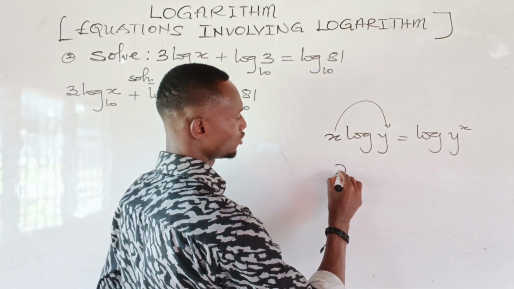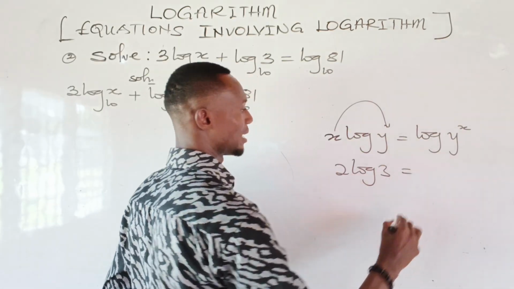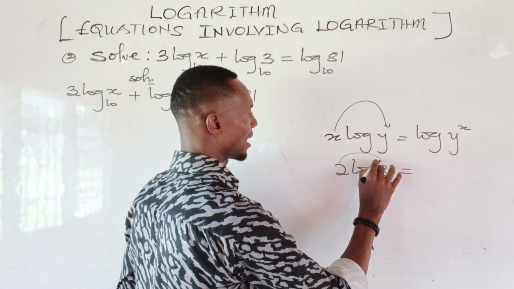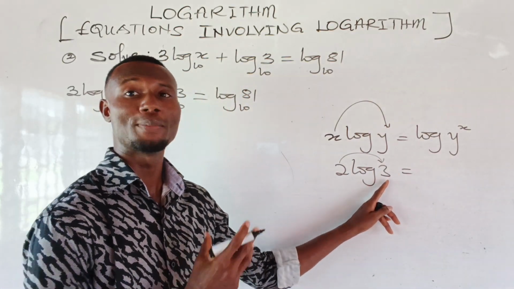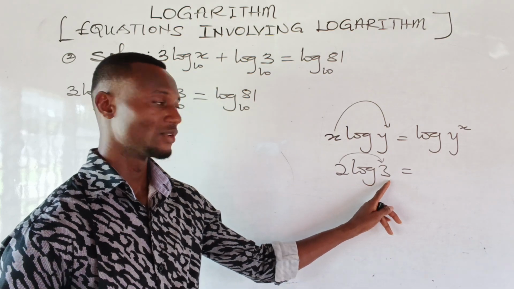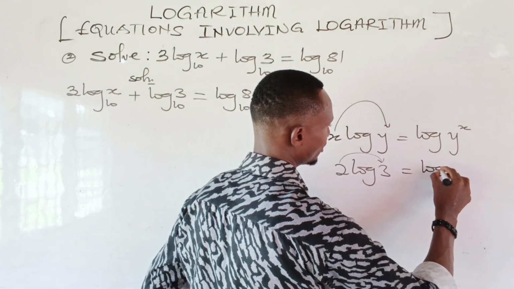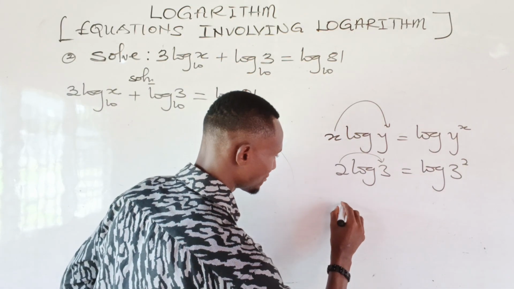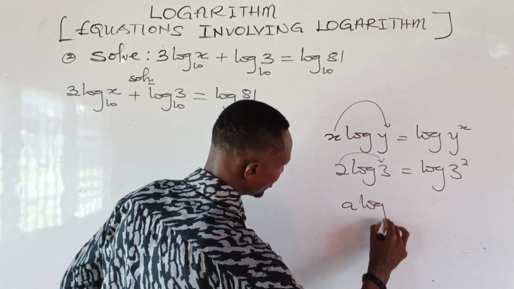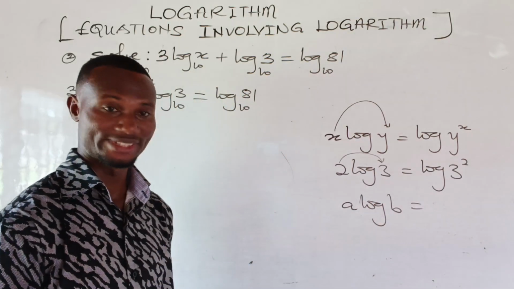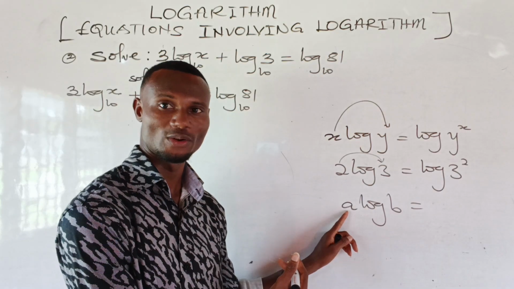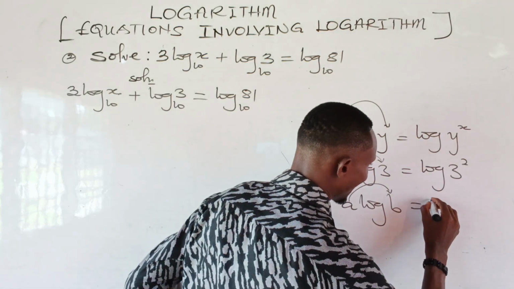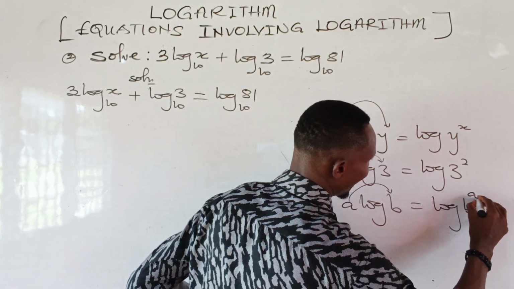If I have, let's say, 2 log 3, the power rule says that this 2, which is in front of the log, can move and become a power to the 3, which is here. So I'm going to write it as log 3 to the power 2. One more example. If I have, let's say, a log b, the power rule simply says that the a, which is in front of the log here, can move and become a power to the b, which is here. So I can write it as log b to the power a.